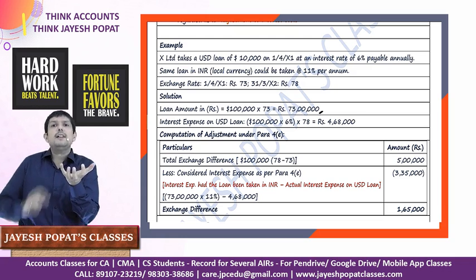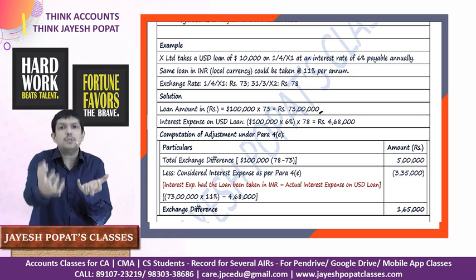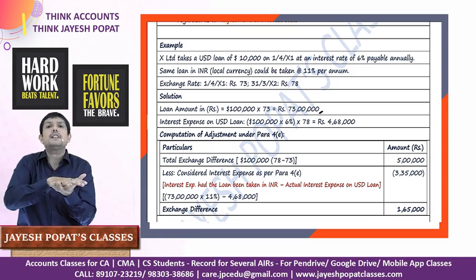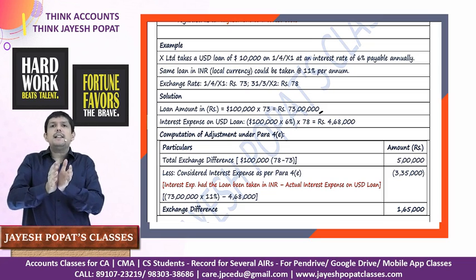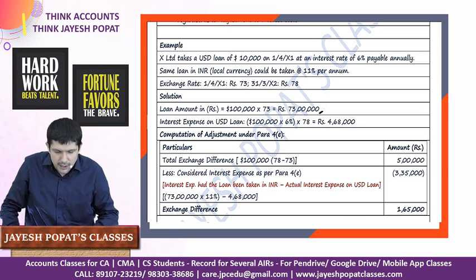And for doing this saving, I am taking a risk. I am exposing myself to foreign currency fluctuation. So foreign currency fluctuation, to the extent of this amount of interest I have saved, will be treated as interest expense and will not be regarded as exchange difference under Accounting Standard 11. Let us look at it with the help of an example.